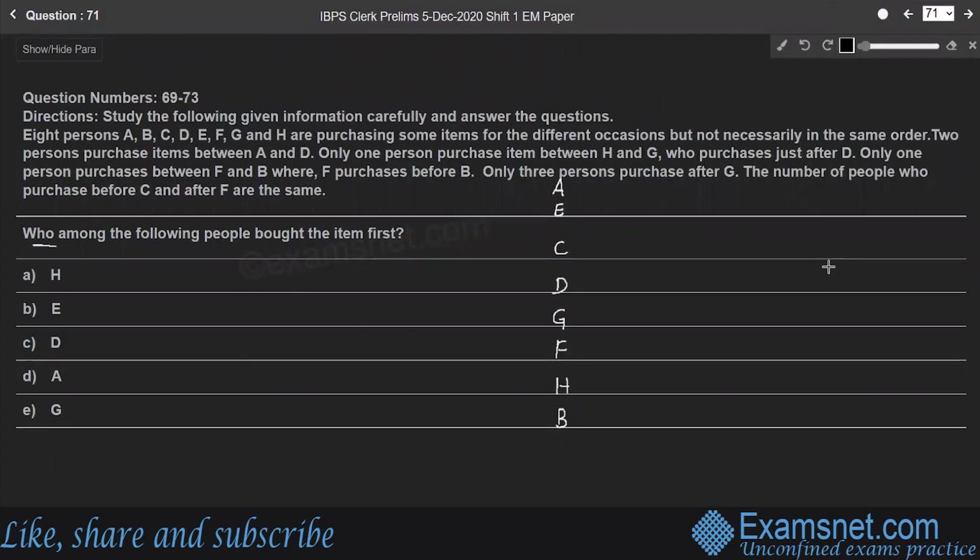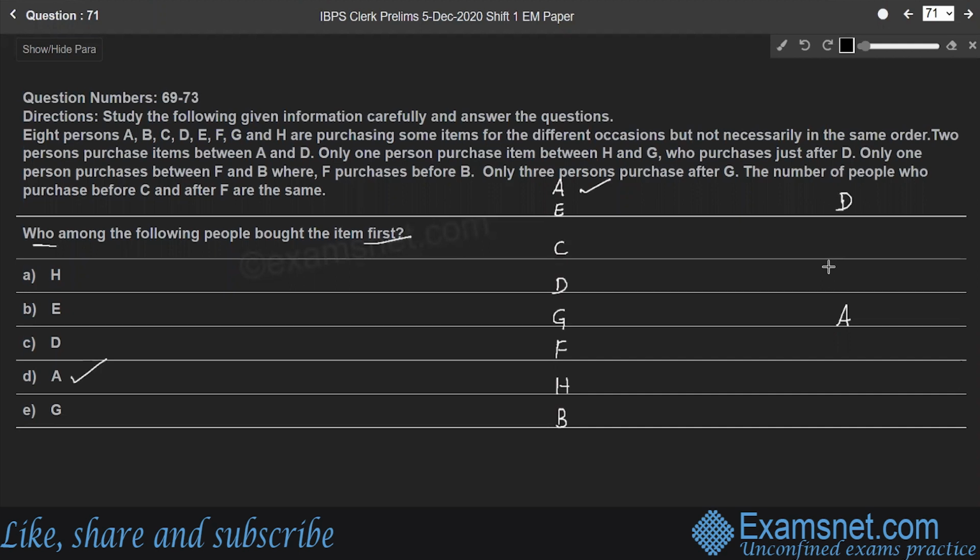Question 71. Who among the following people bought the item first? According to their purchasing order, A has bought the item first. So A is the first person. Option D. Right? So if you interchange the order where 2 persons are between D and A, if you write D first, then the remaining condition will not get satisfied, right?